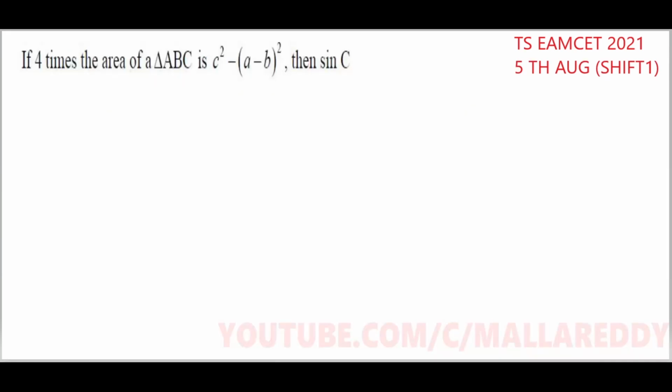If 4 times the area of triangle ABC is c square minus of a minus b whole square, then sin c is. 4 times the area of triangle ABC means 4 delta, that is 4 delta is equal to the given c square minus of a minus b whole square. So it is in the form of a square minus b square, that is a plus b into a minus b, that is c plus a minus b into c minus a plus b.